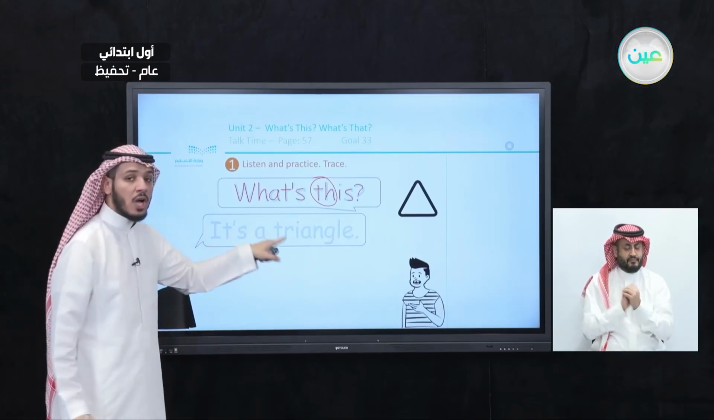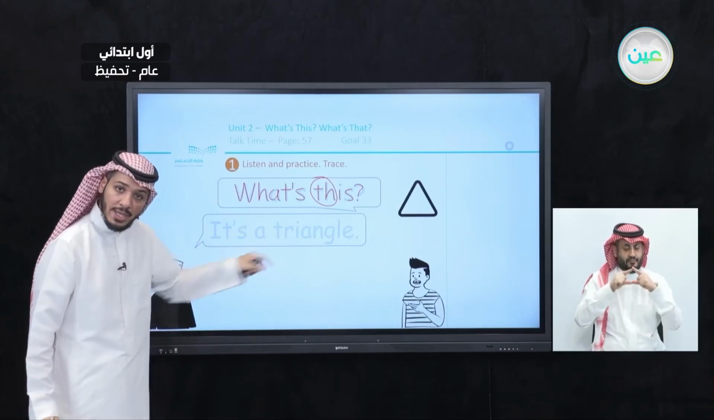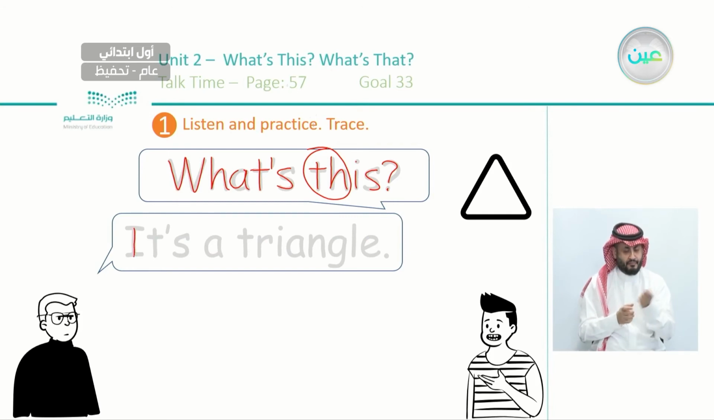Okay, so the other man says what? It's a triangle. So let's trace here, capital I, T, apostrophe S, A, T, R I A N G L E, and we have a full stop at the end.